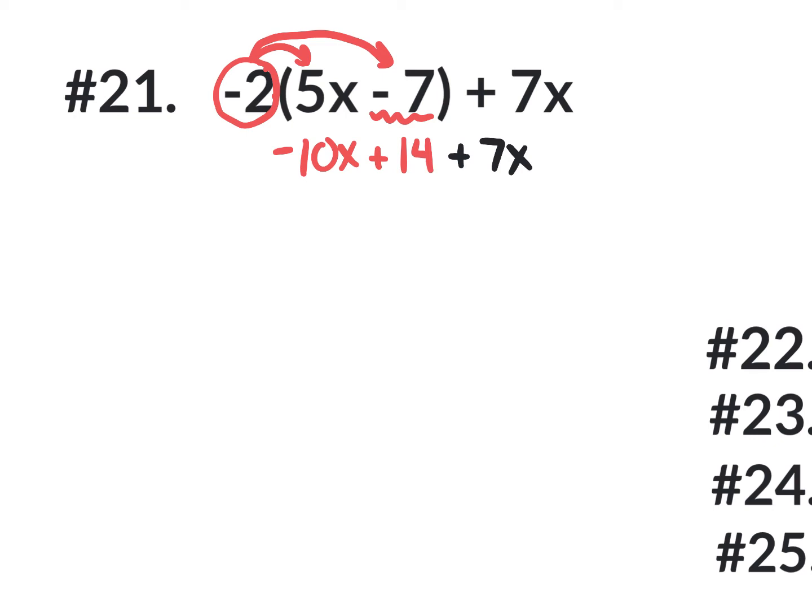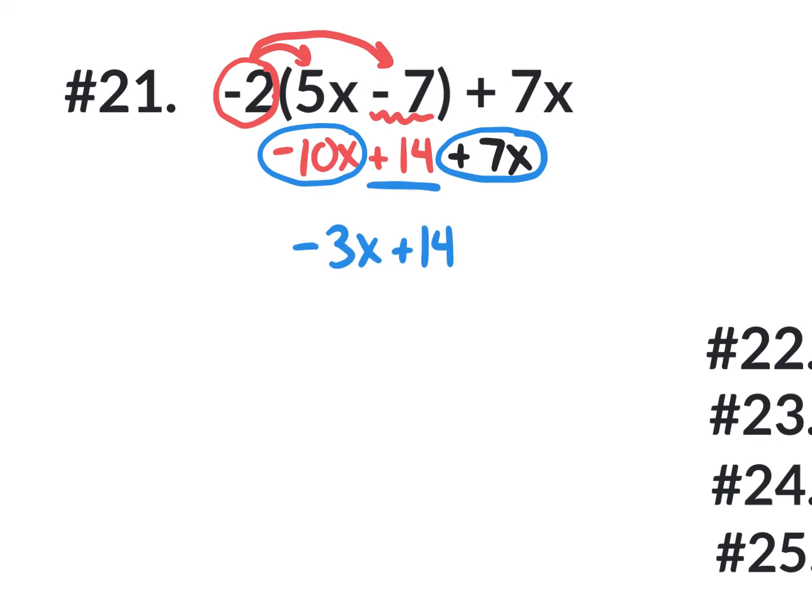You have a negative 10x right here, that's like owing somebody $10. And I have a positive 7x right there, that's like having $7. If you owe 10 and you have 7, you can't completely pay them off. You could give them the 7 and you're still going to owe 3 of those dollars. Now what about this positive 14? Just bring it down. And you cannot add letters with numbers. So ladies and gentlemen, this is the simplified answer.